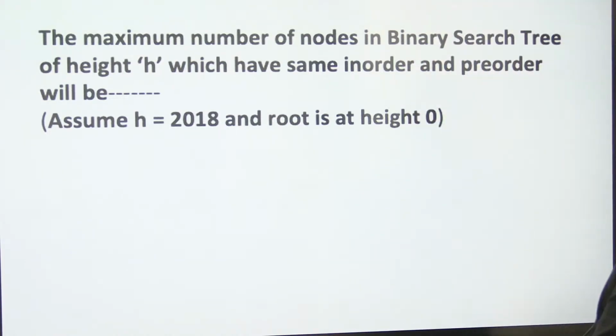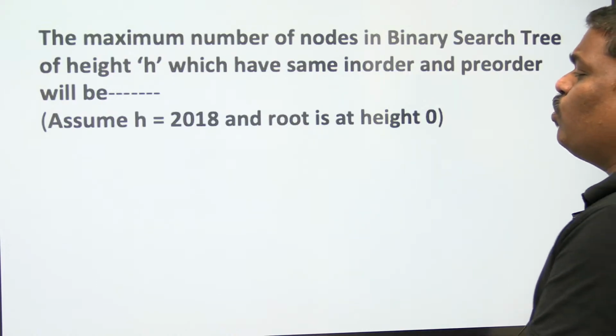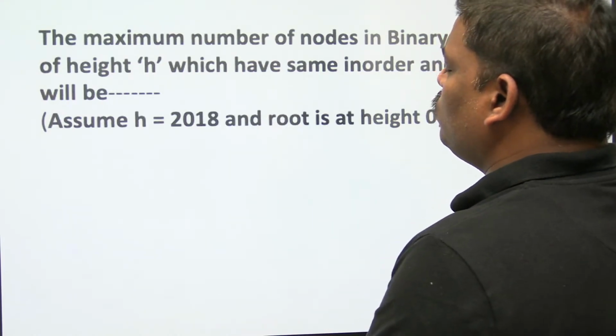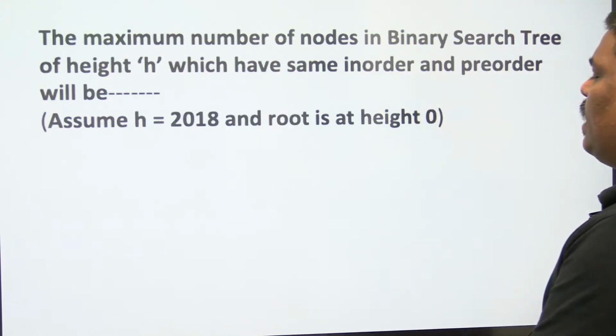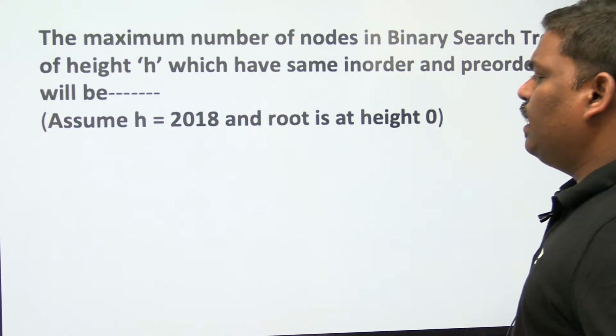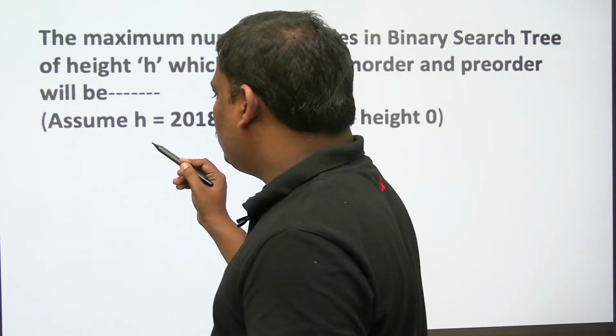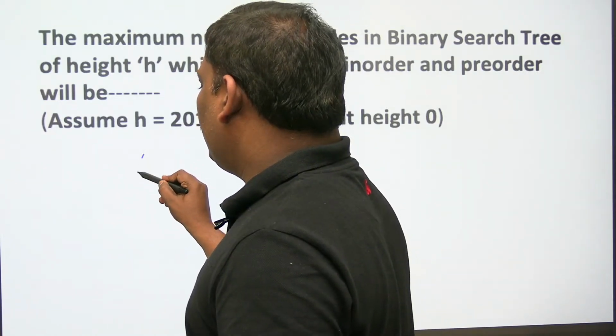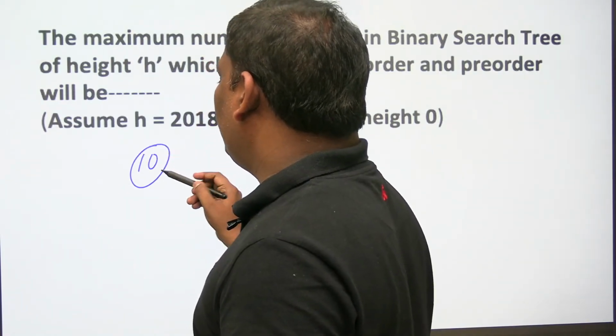If you see the problem again properly, you should know what BST means, what height means, what in-order means, and what pre-order means. I think all the basic terms are covered. And one more thing he says is to assume that h is equal to 2018 and the root is at height 0. That is what he mentioned. Let's see this one. See everyone now.